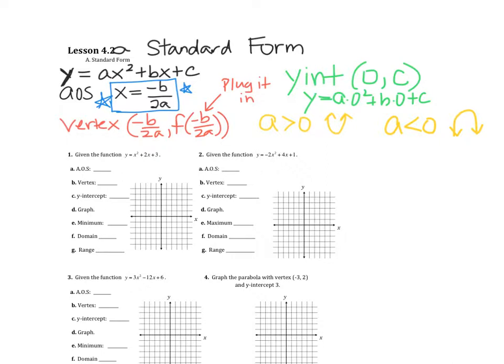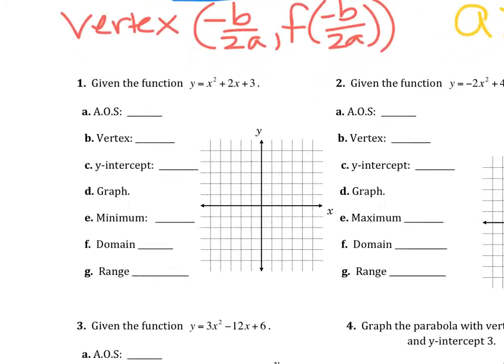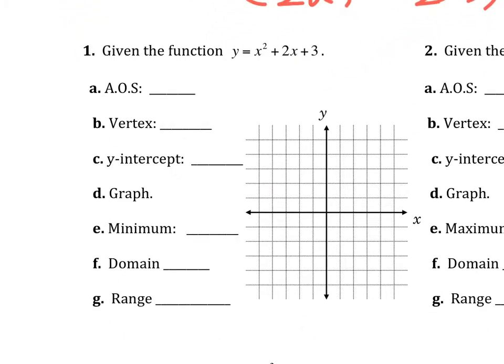All right, so I've got 3 of them. I'm going to do the first 2 with you, and then I'll let you try number 3, and then I'll do number 4 with you. So are you ready? Okay. So let's look at number 1. Given the function, and I even have it in the right order for you. Like this is going to be on a quiz where I tell you to find the axis of symmetry first. That's going to be your first step.